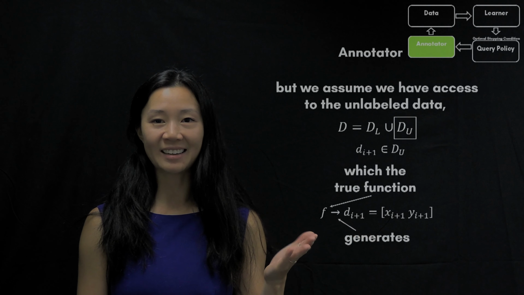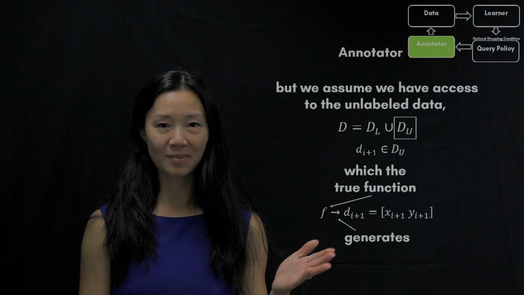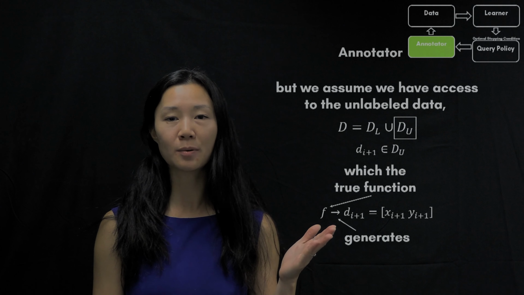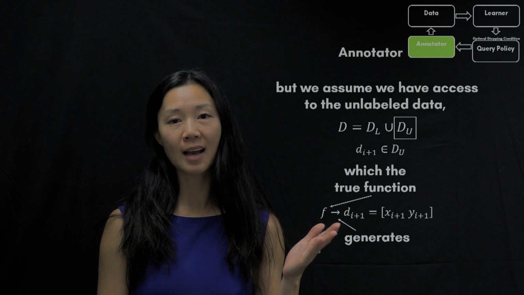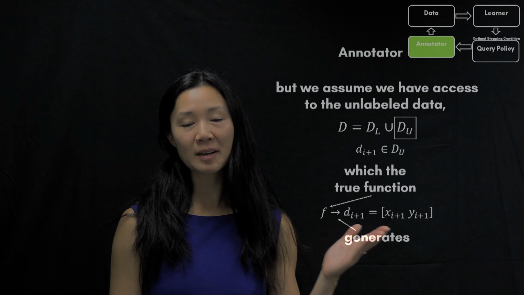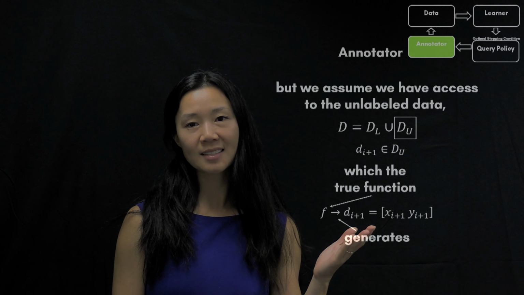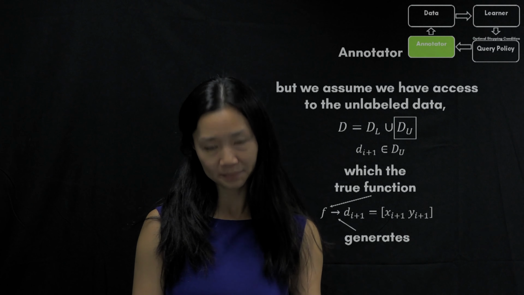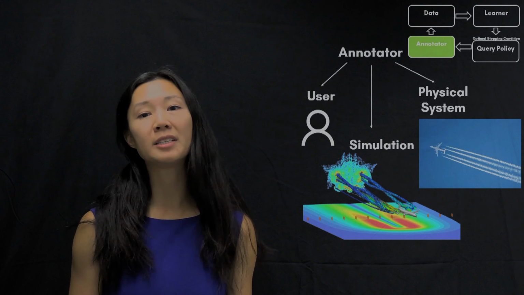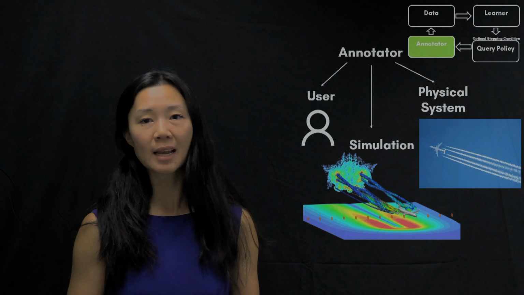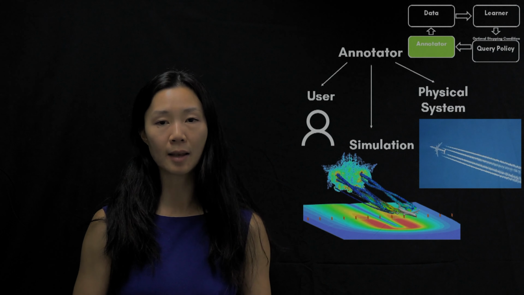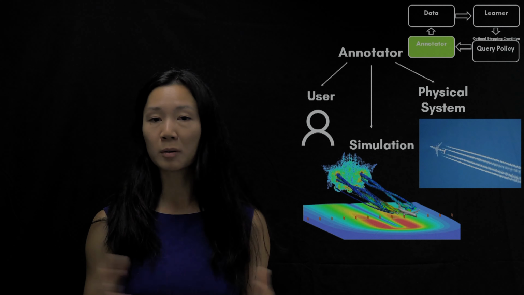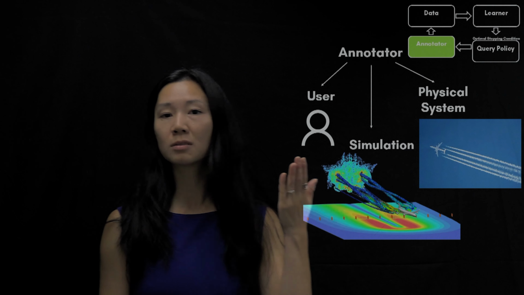It is annotated with some true function, f. So that new data point that we just got, little d i plus 1, that training pair looks like x i plus 1 comma y i plus 1. The annotator can come in different forms. So an annotator is anything that can assign a label, and one of the different ways the label can be assigned is through some user.